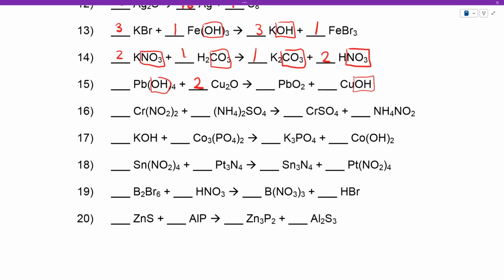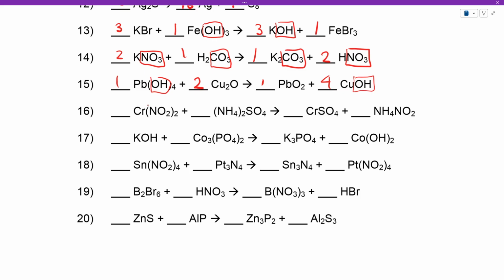So let's balance that by putting a 2 here. 2 times 2 is 4. 4 coppers. So let's smash it. Over here we only have 1. So let's put a 4 here. The leads are already balanced. The OHs are balanced. So let's double check. 1 lead. Just put a 1 here. 4 OHs, 4 OHs, 4 copper, 4 copper, 2 oxygens and 2 oxygens. And this equation should be balanced.